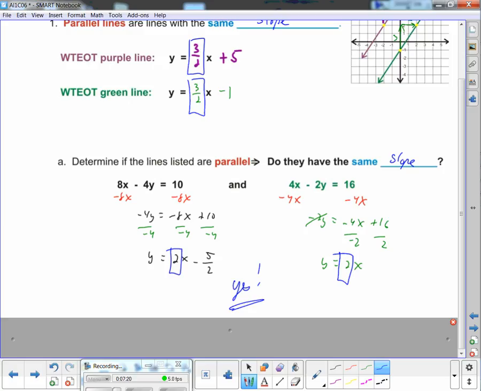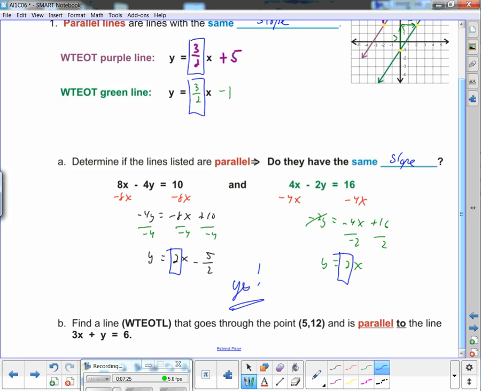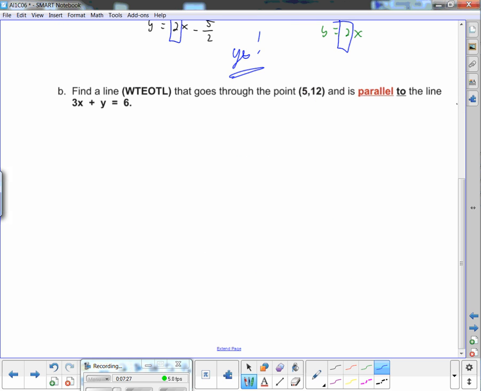Now, if they ended up being the same line, then still parallel. Any line's parallel to itself. But again, you're just looking to see if the slopes are the same.